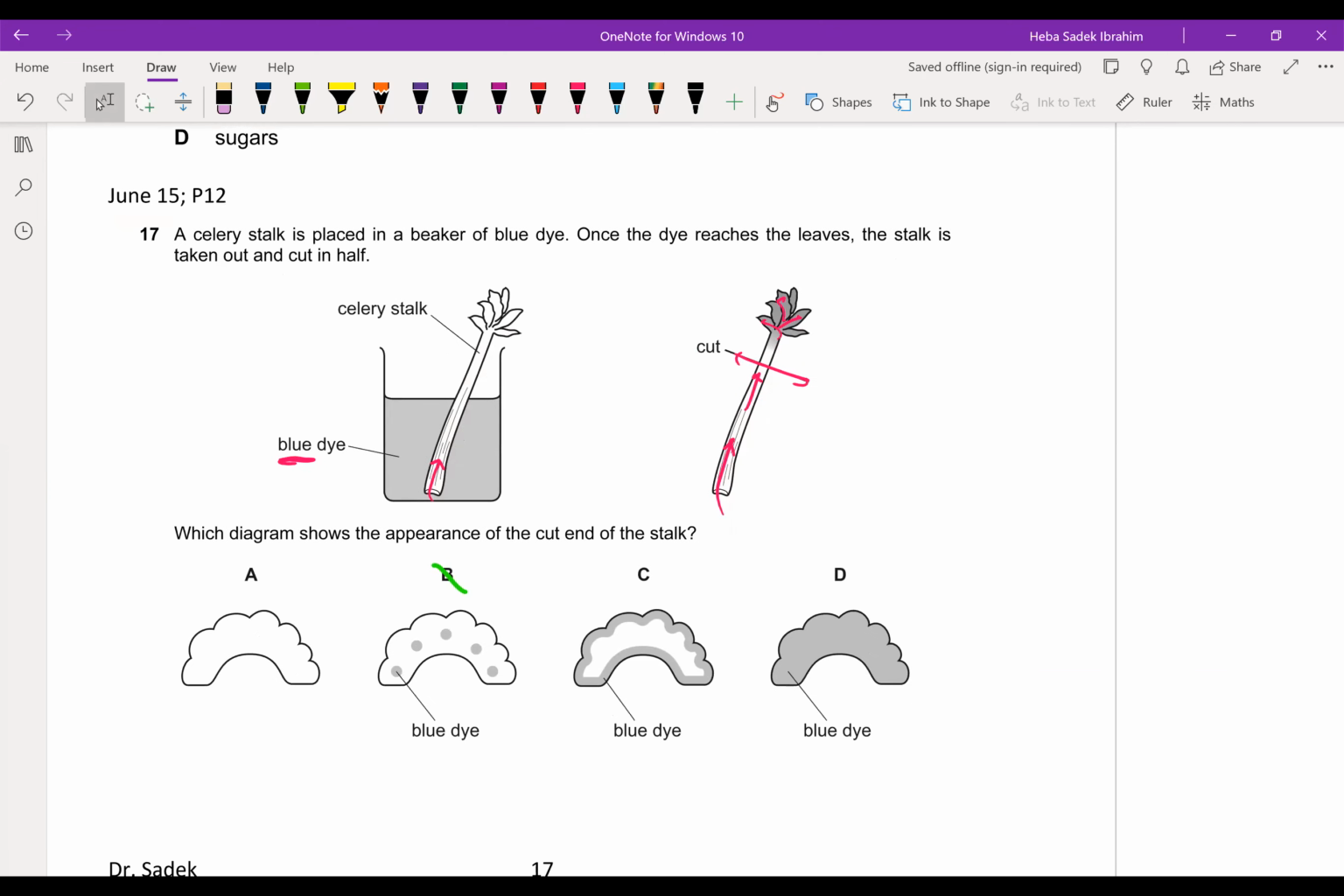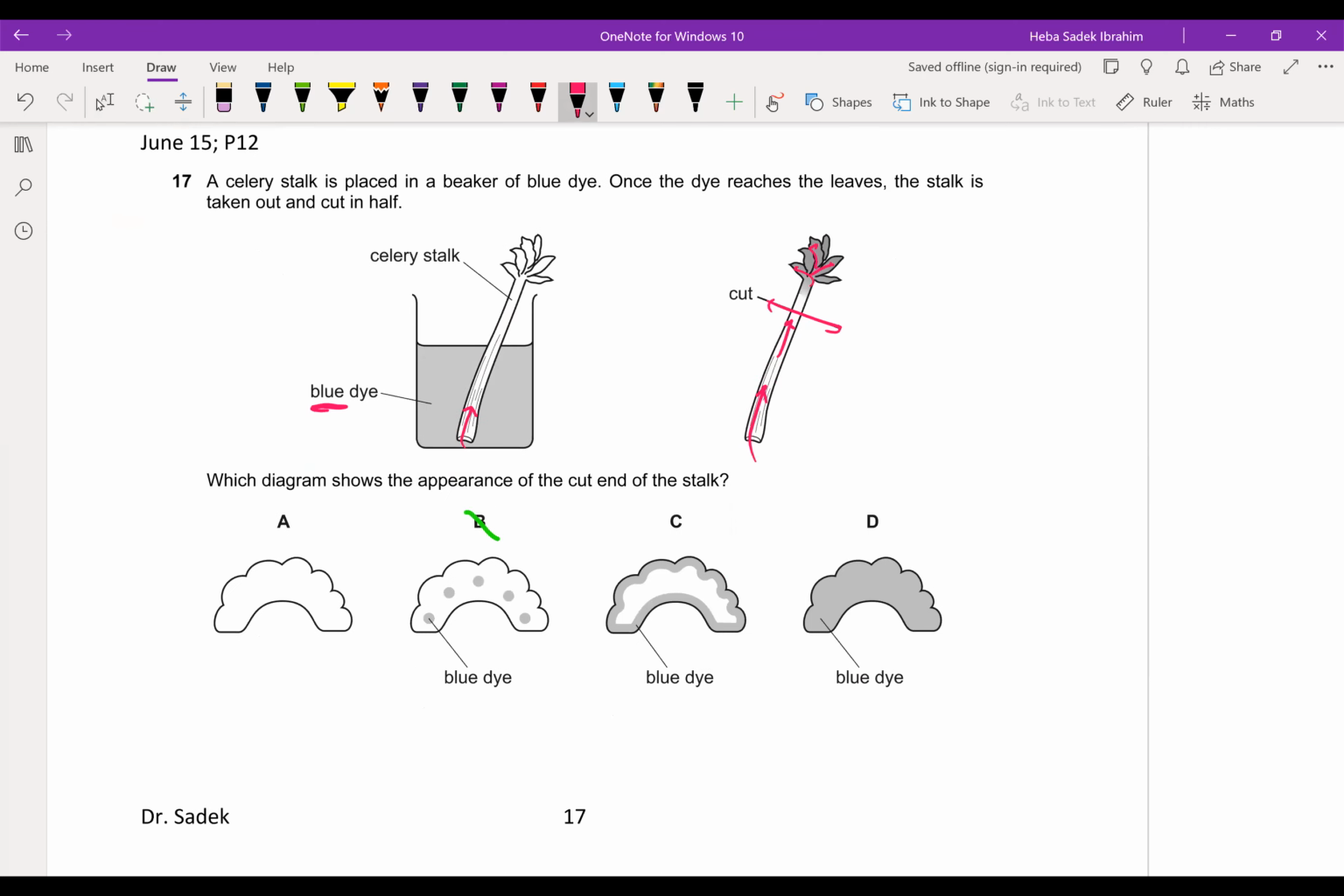فبيقول لك طيب احنا جينا بقى and we've cut across. What are we going to see? You're going to see the xylem vessels colored blue. مش كده؟ يعني xylem vessels هي اللي carrying the water with the blue dye. فبالتالي when you cut through, this is what you're going to see, the blue dye inside the xylem vessels. The answer is going to be B. Okay, Omar?